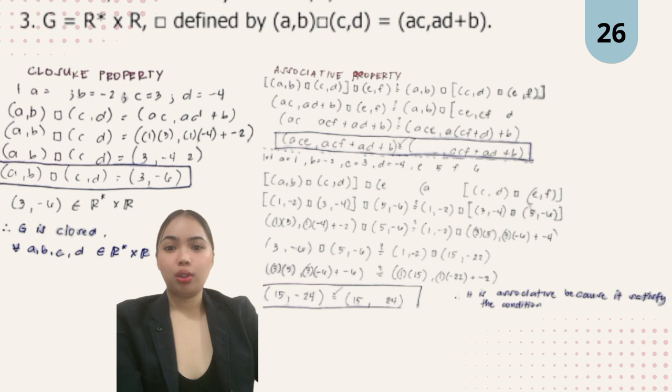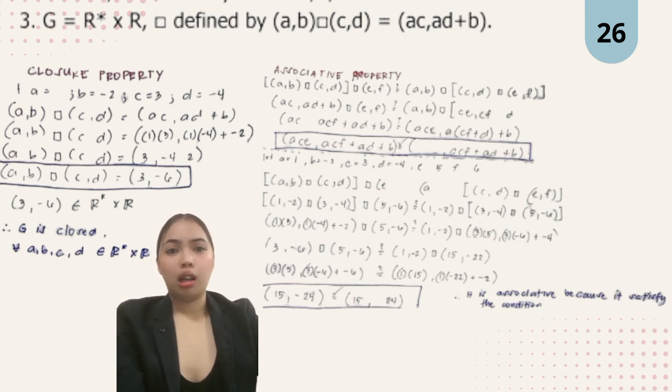Next, let's proceed to number 3, test 1, which is G is equal to R star times R. The operation is defined by (A, B) times (C, D) is equal to (AC, AD plus B). So let's prove if it is a group or not. First, let's identify if it is a closure property.